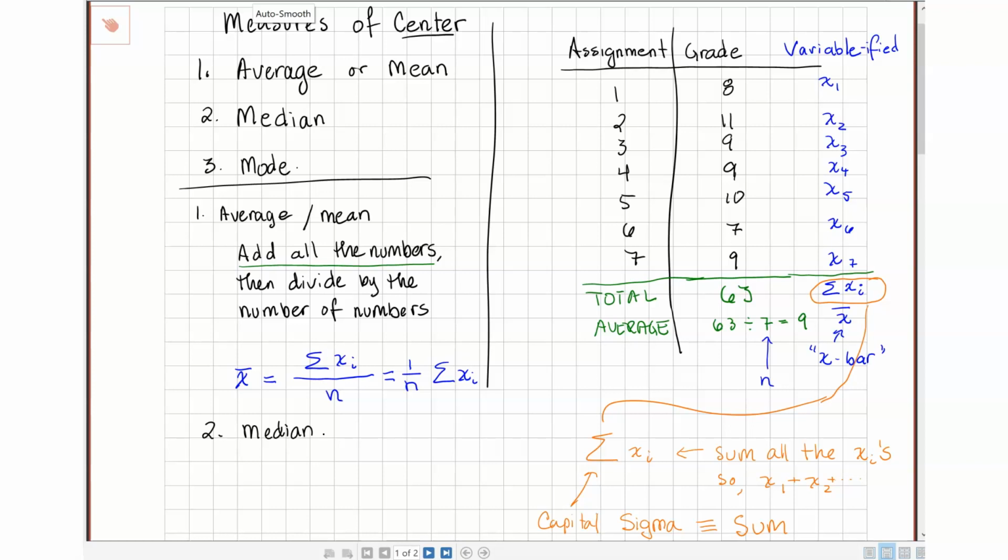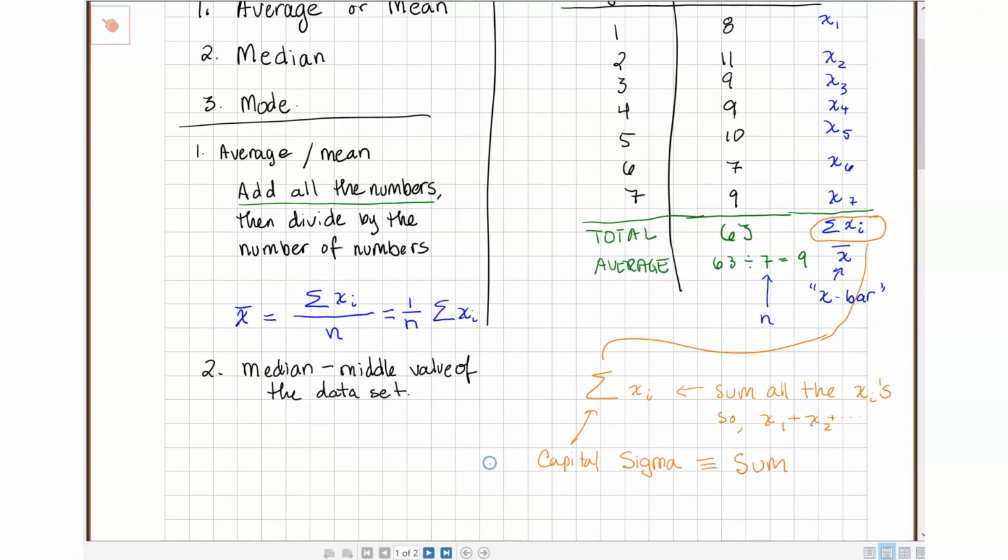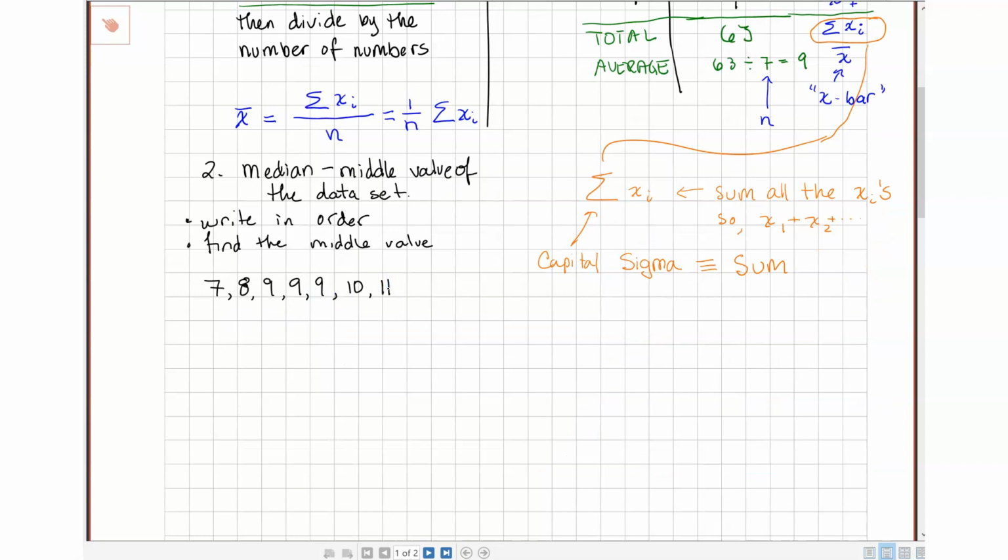And the median is really just the middle value of the data set. We need to sort the data in increasing order and then find the middle value. So if I write these numbers down in increasing order and then find the middle one, that is going to be the median of my data set. So let me write those numbers down in order. Now that I've written them down in order, I'm going to look for the middle value.